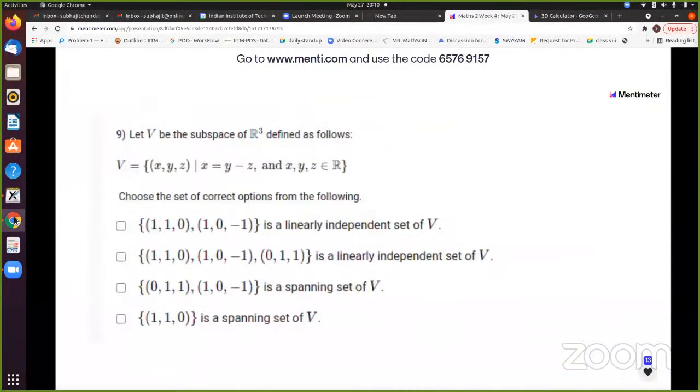Clear? Yes, sir. So option 4 is not correct, sir. Right? Sir, it is not a spanning set. Yes. Clear, no? Yes, sir. Now it's very clear. Thank you, sir. Okay.